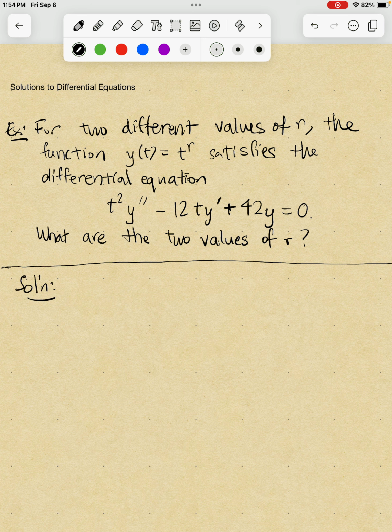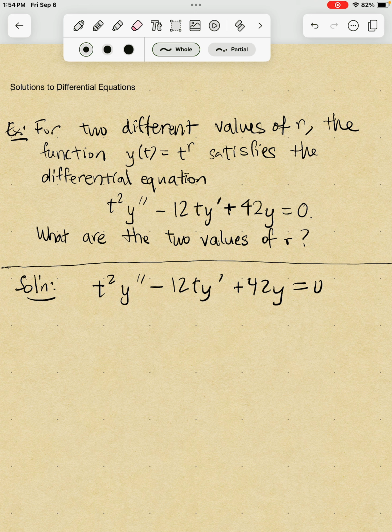So if y of t equals t to the r is the solution, that means that we know that t squared y double prime minus 12t y prime plus 42y equals 0. Now we need to figure out what the derivative is, right? We need to figure out what y double prime is, and we need to figure out what y prime is. We know what y is, that's just t to the r.